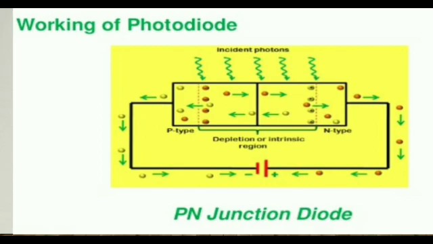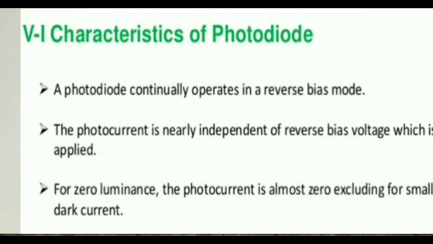Okay, students, right? Next, characteristics. VI characteristics, that is voltage-current characteristics of the diode. See the first point. A photodiode continually operates in a reverse bias mode. Which mode? Reverse biased mode. And second point, the photo current is nearly independent of the reverse bias voltage which is applied. It is independent of reverse bias voltage, right?